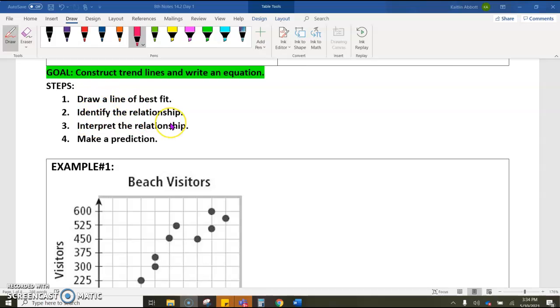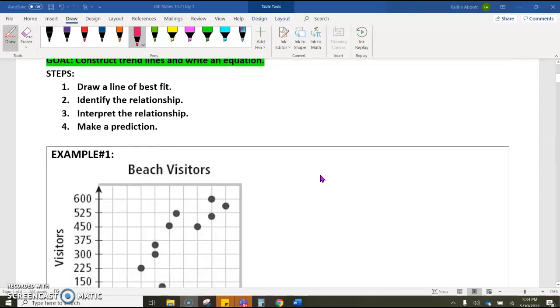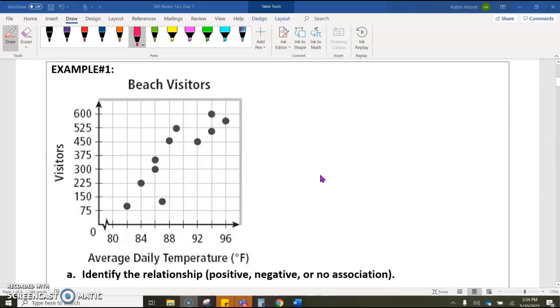We are going to identify the relationship between the two axes, and then we're going to interpret the relationship, and we're going to make a prediction. So I'll kind of mention some pieces to help prepare you for writing equations for next class. But let's talk about line of best fit. So here's our example. A line of best fit is a line that goes through as many dots as possible.